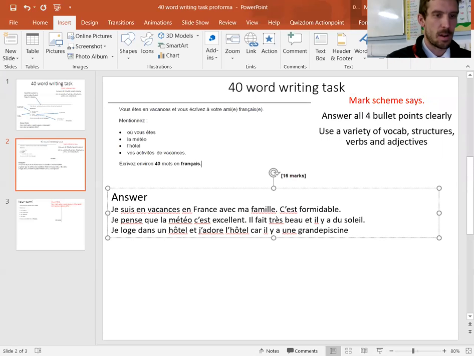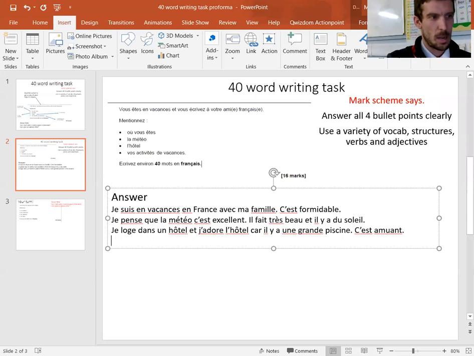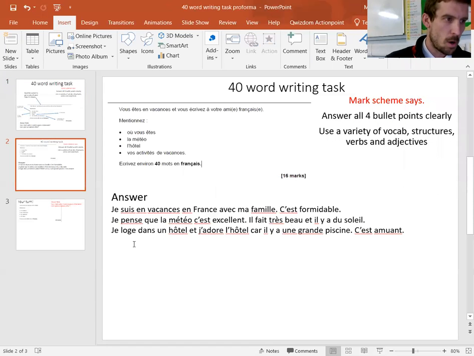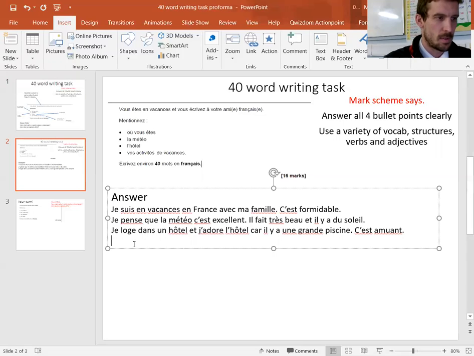Let's add a little bit of variety. Il y a une grande piscine. Okay, I'm staying at a hotel and I love the hotel because there's a big swimming pool. Stop. It's, say, amusant. Lovely. Okay. Sentence. Move on. Last one. Your holiday activities. Go back to this. Activities on holiday. Can I start with je? So we've got to avoid going, my holiday activities are, we're going to get the muddle. So let's start with je plus the verb.